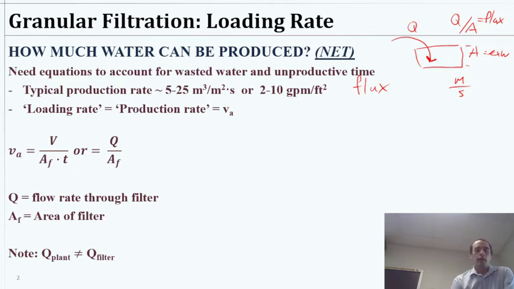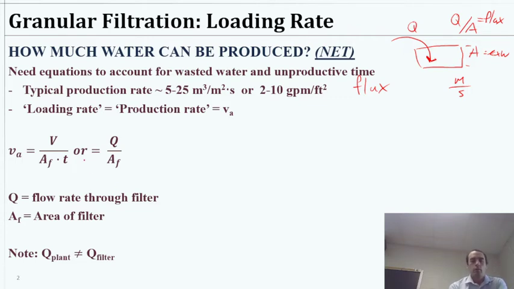We could also put this in terms of gallons and feet. This translates to about 2 to 10 gallons per minute per square foot. Okay, so in either case, it's the same type of deal. We would call this either a loading rate or a production rate for the sake of our granular filtration terminology, but it literally is a flux. So we'll come back to that flux concept a lot in the membrane side of things.